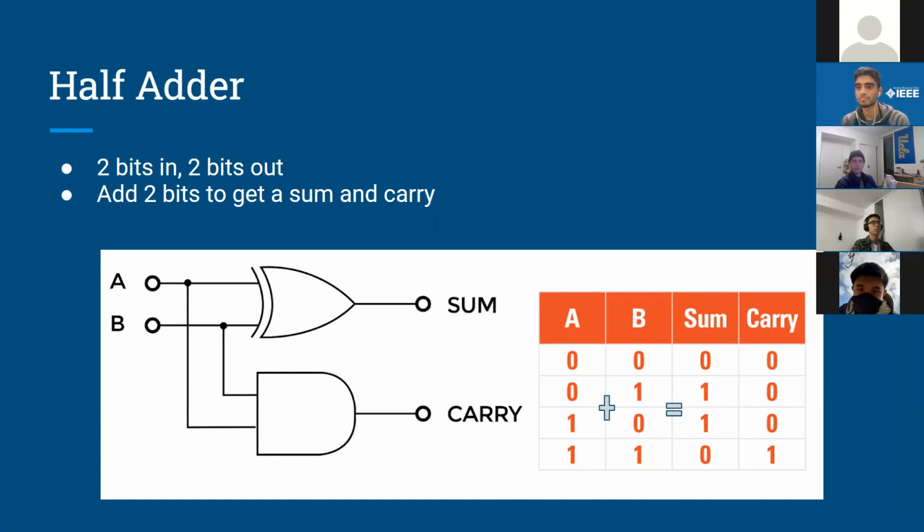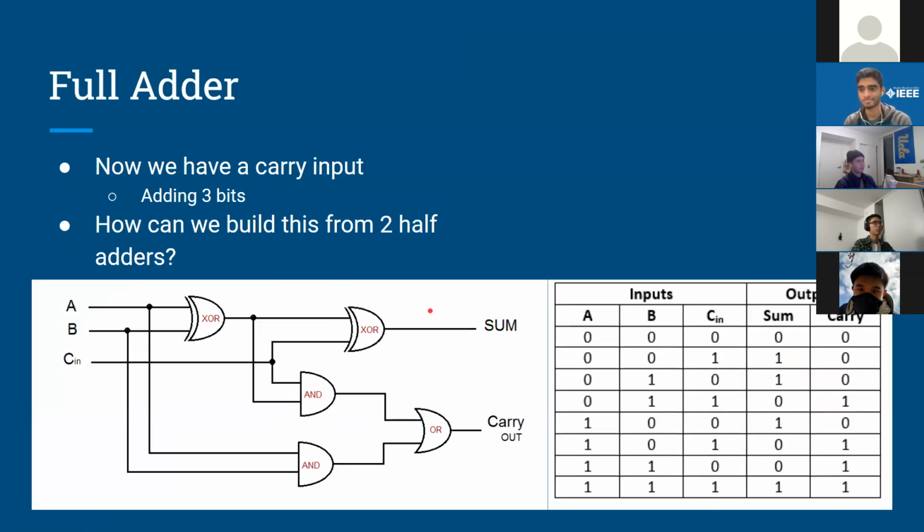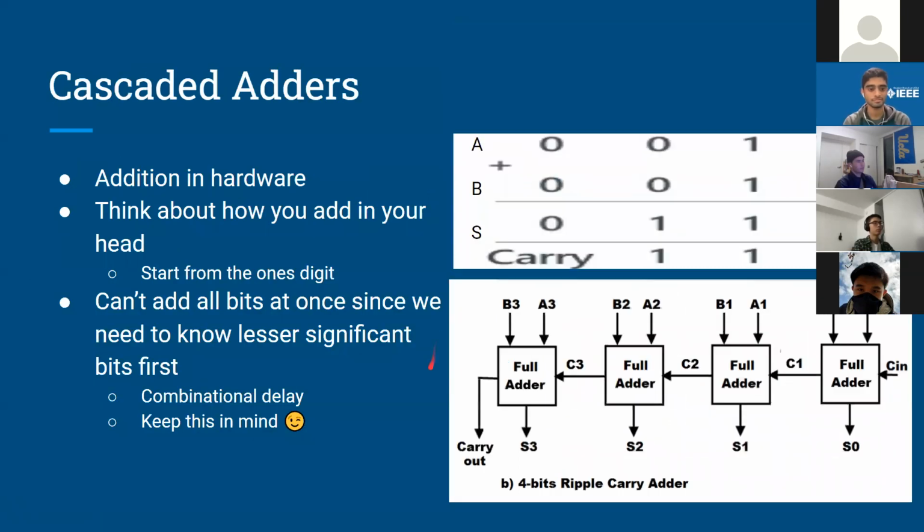Because if they're both 1, it overflows to 0. If one of them is 1, the sum is 1, and then the carry is only 1 if they're both 1. Right. Good job. All right, perfect explanation.